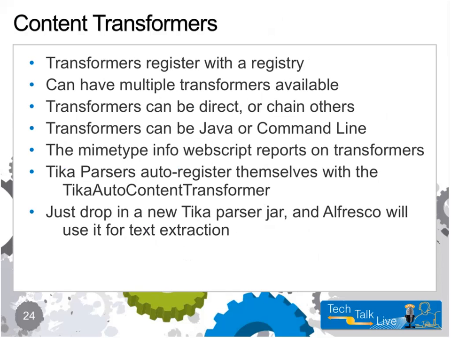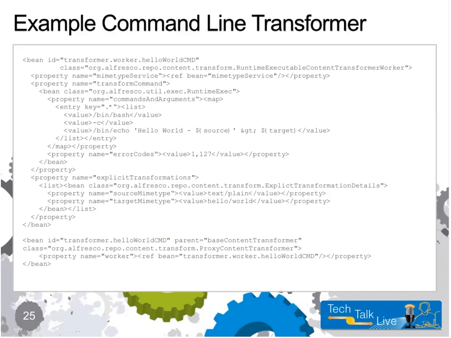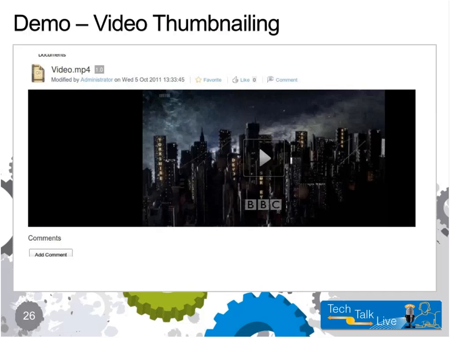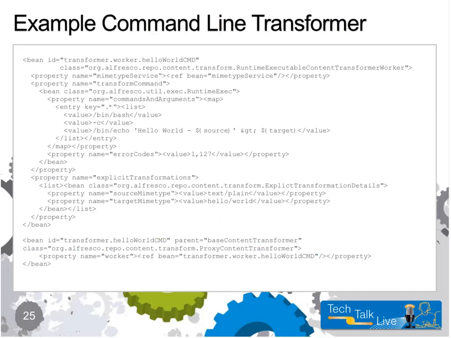Mostly covered this little bit already. So there's a registry of them. You can have more than one, and it will pick the best one available. Oh, skipped too far. This is our little example Commandline Transformer.